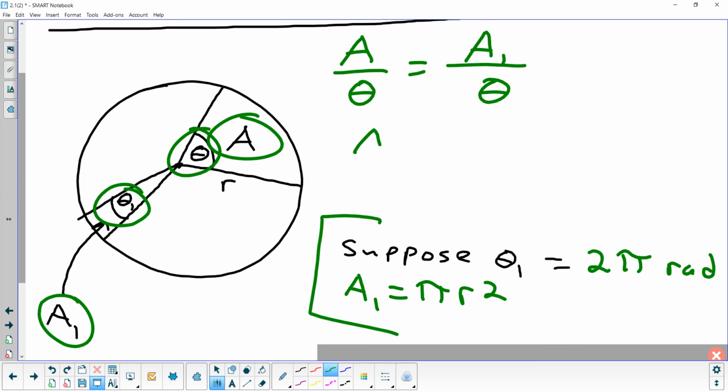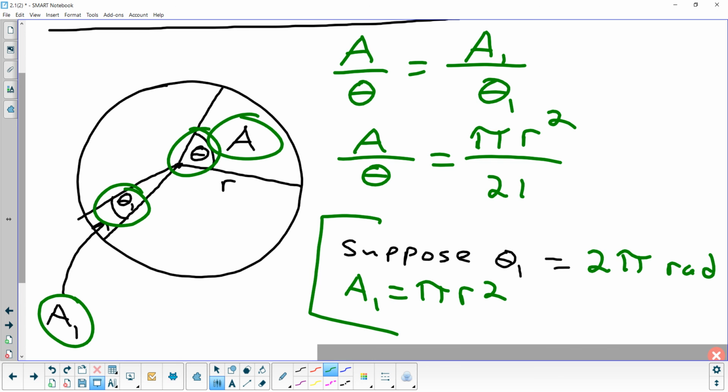All right, so A, we don't know. That'd be something they tell us in the problem. Theta, we don't know. That'd be something they also tell us in the problem. Now let's fill in our 1 foot 12 inches. Let's fill in the fact we know is always true. A1 is pi r squared, and theta 1, oops, forgot the 1 on my theta before here. Theta 1 is 2 pi.